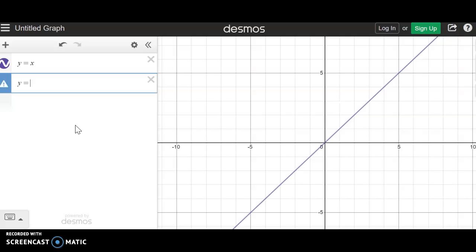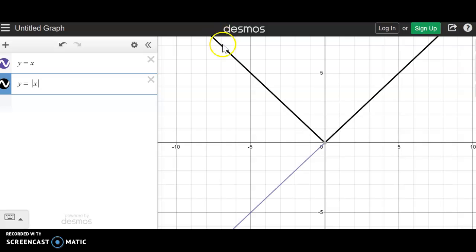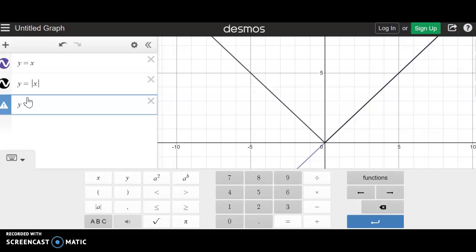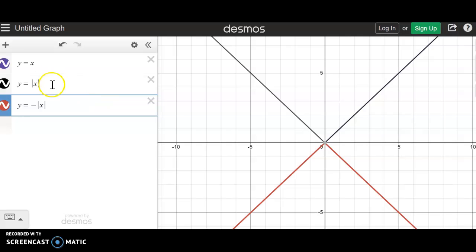If I do y equals the absolute value of x, it becomes a function that has a vertex, a line of symmetry, and all positive y values. And then if I do y equals the negative absolute value of x, it basically reflects across the x-axis and has a maximum instead of a minimum. So this one has a minimum, and y equals negative absolute value of x has a maximum.